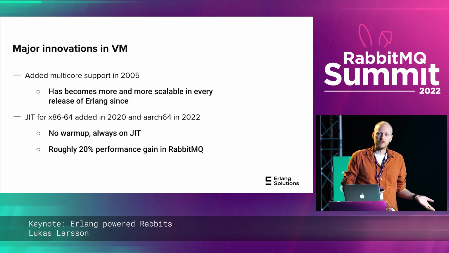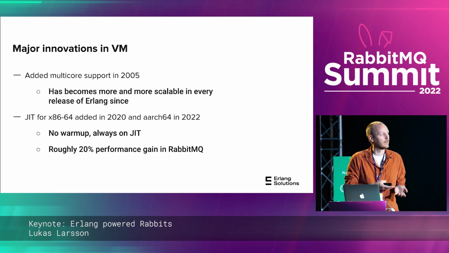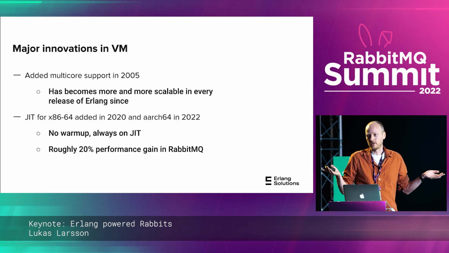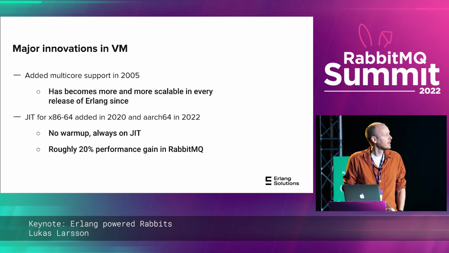The virtual machine, in contrast to the language, has received quite a lot of innovation. A lot of different things have happened in the virtual machine, especially in the last 20 years. 15, 17 years ago, the multi-processing support was added. So that's when we went from running on a single core to running on multiple cores. And that process has just continued and continued. It's one of the most exciting areas that we have in the virtual machine.